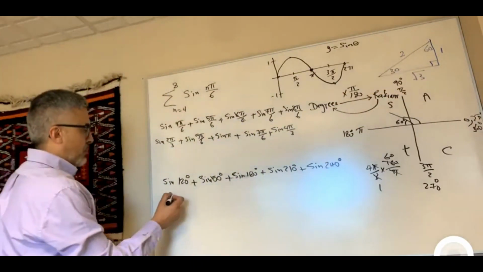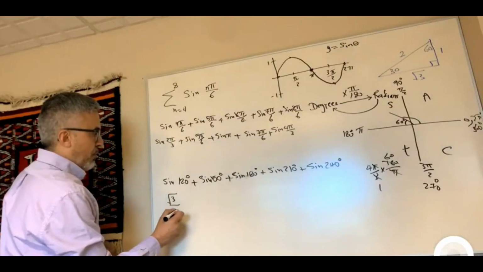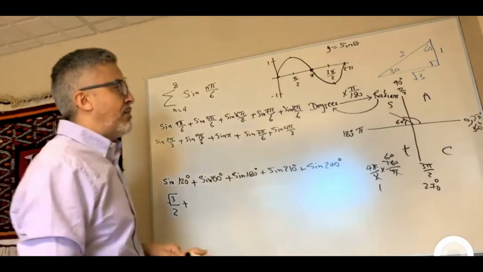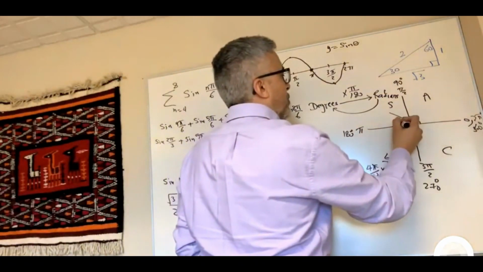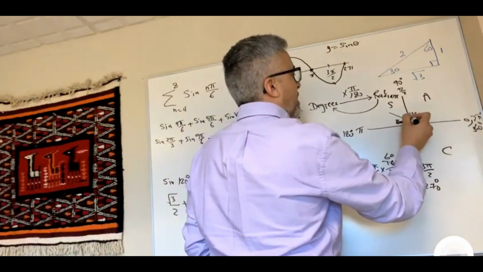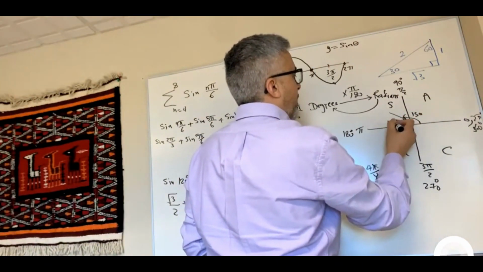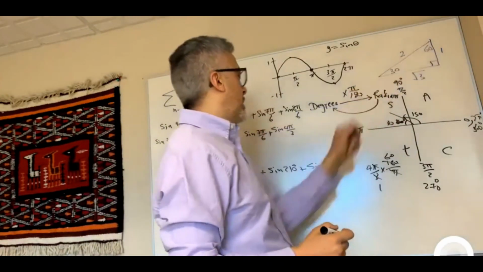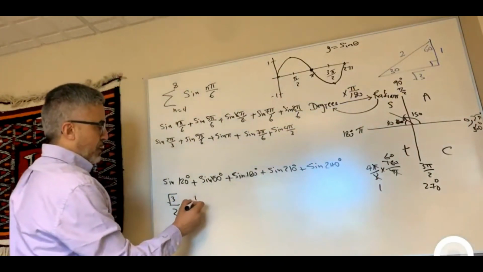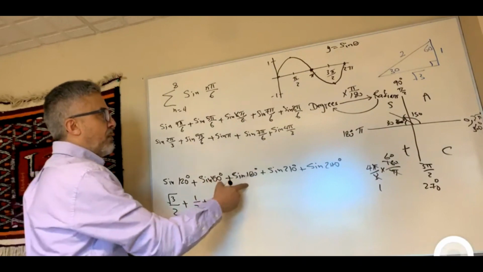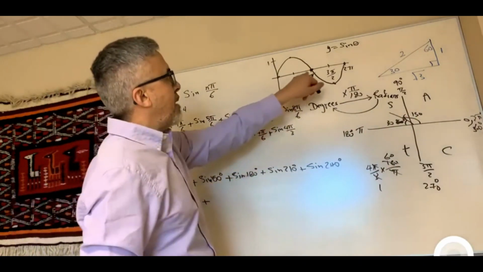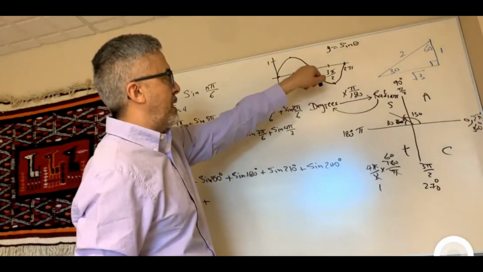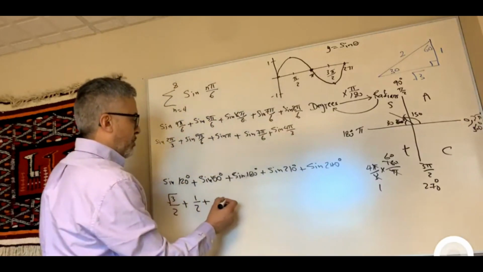So this will give you root 3 over 2 plus sine 150. If this was 150 instead of 120, then the reference angle here would be 30 degrees. Also, the sine is positive here. Sine of 30 is 1/2. So this becomes plus 1/2. Plus sine 180 or sine pi. Sine pi, or the 180, is right there, and it's 0. So that's just going to be 0.